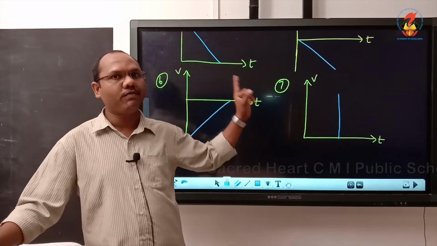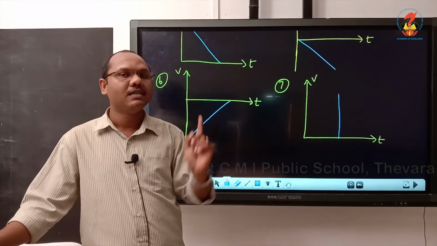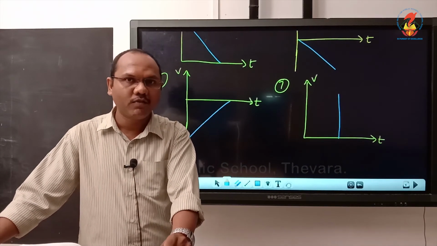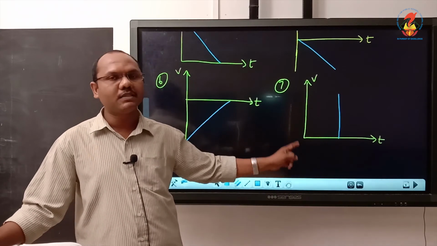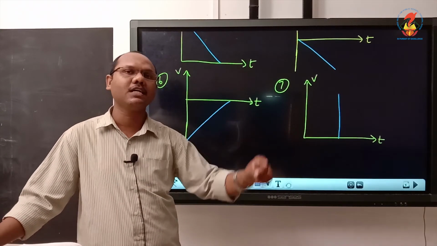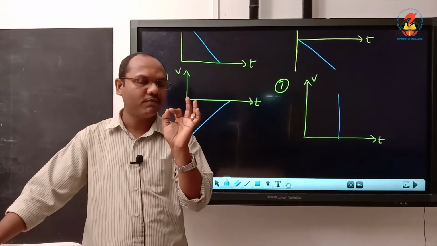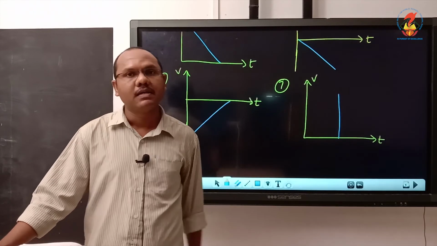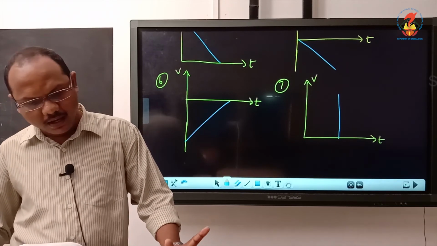Similar type of graph we have drawn in the position time section also. There we told body is moving with infinite velocity, which is not possible. Here we are saying body is moving with infinite acceleration, which is not possible. Please note down the difference carefully in your book. Okay. So that's all about velocity time graph.